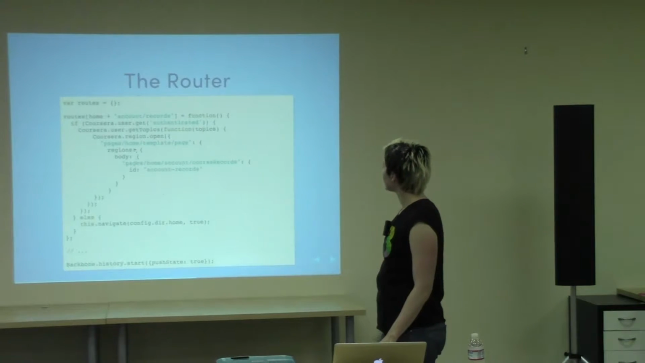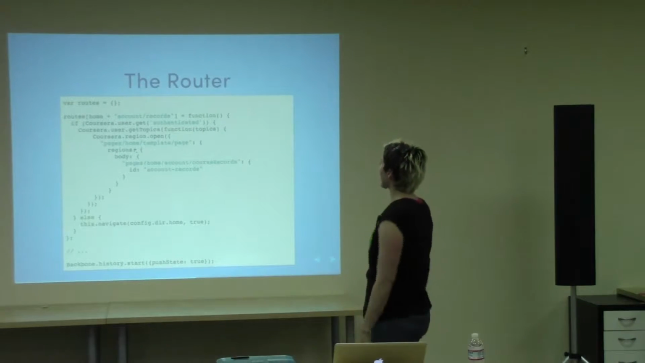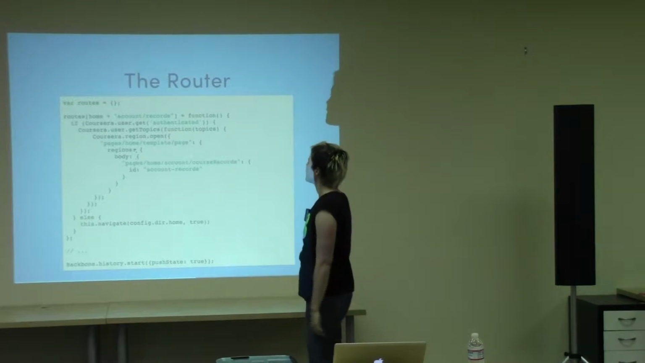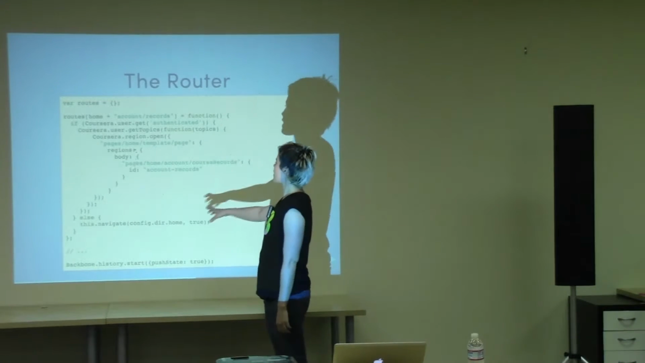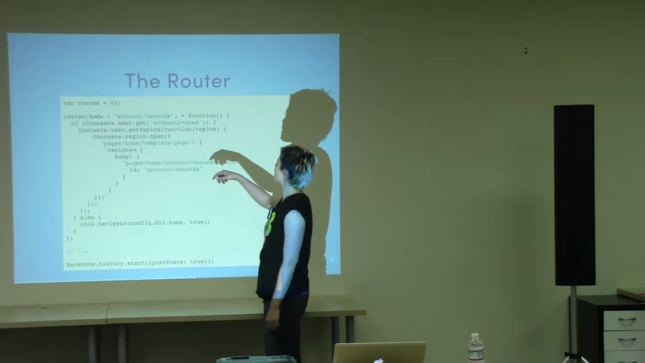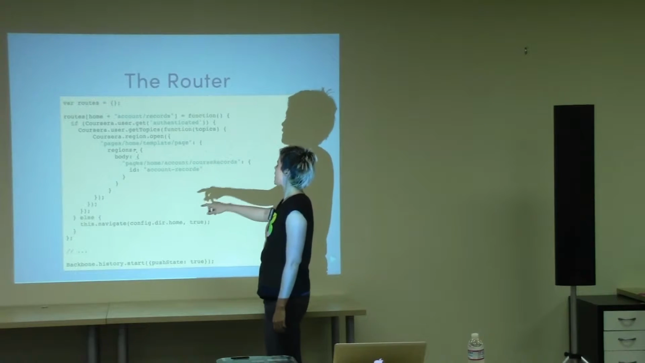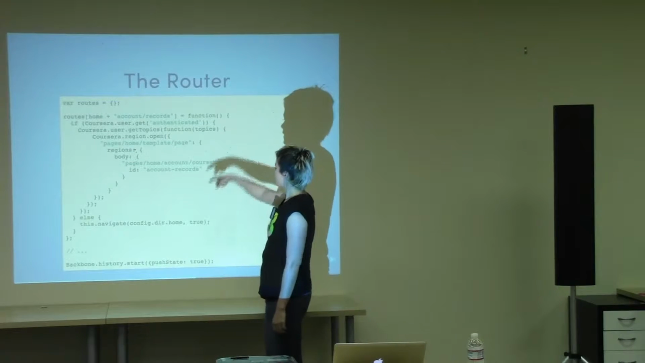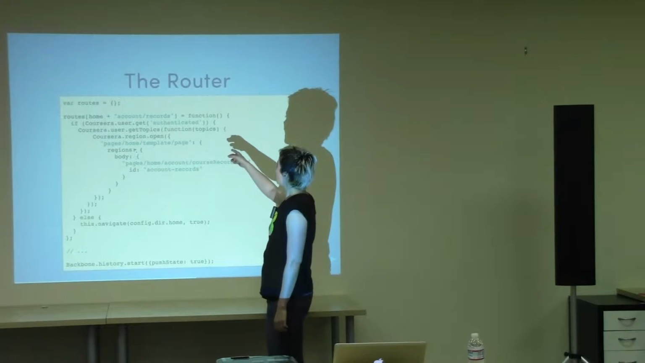Cool. And then we have our router. This is an example route, going to your course records page. It looks kind of long, and we've got the semicolon pyramid going on here. But we check to see if the user is authenticated, because if not, we want to navigate them back to home. And that's using the Backbone navigate.